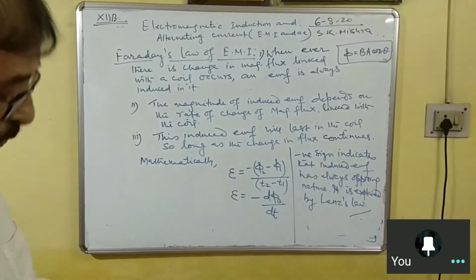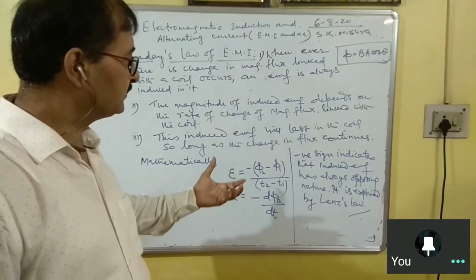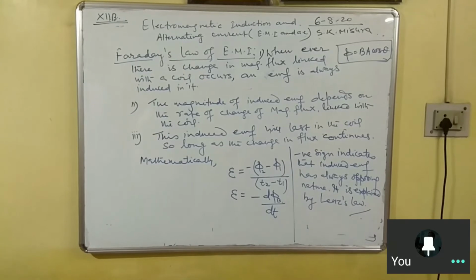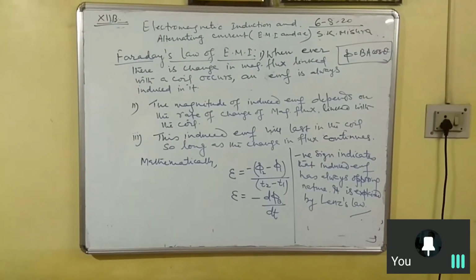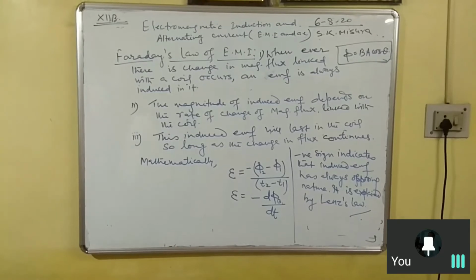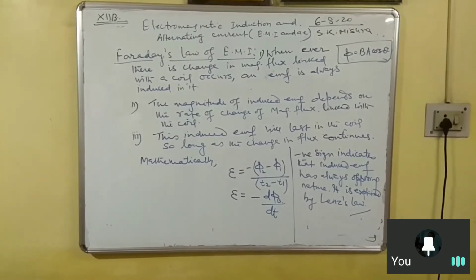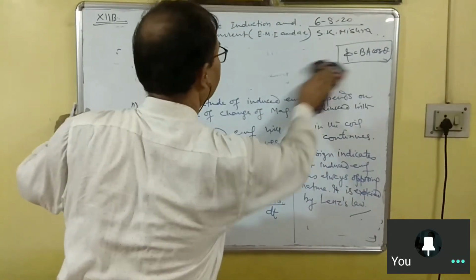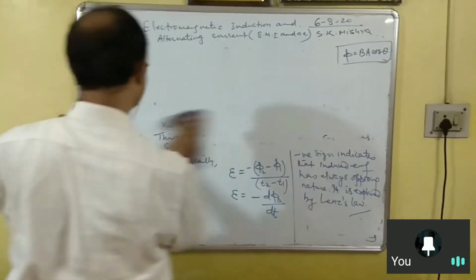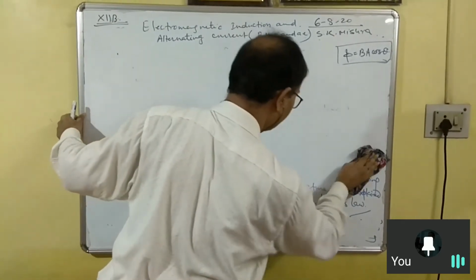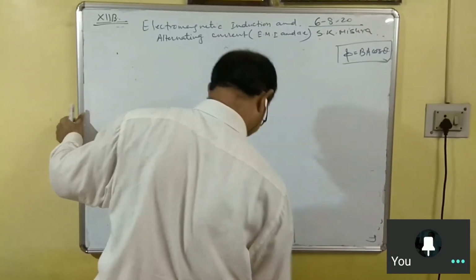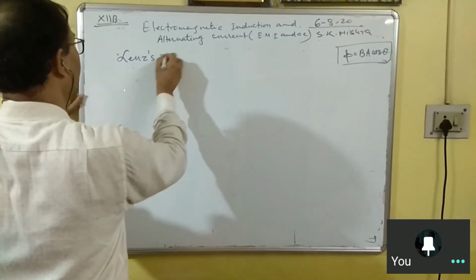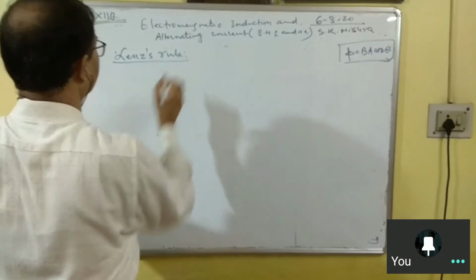So what is Lenz's law? What is Lenz's rule? I will just give you the concept. Now take the snapshot, I will change it. E is equal to minus d phi by dt is nothing but Faraday's flux rule. Now we are moving towards Lenz's rule, Lenz rule or law, whatever.